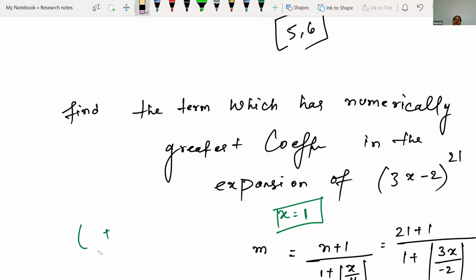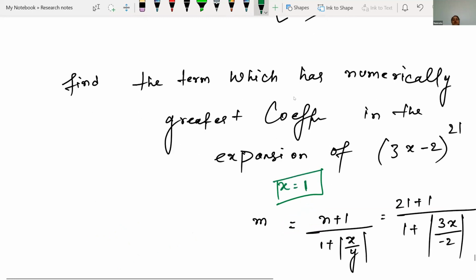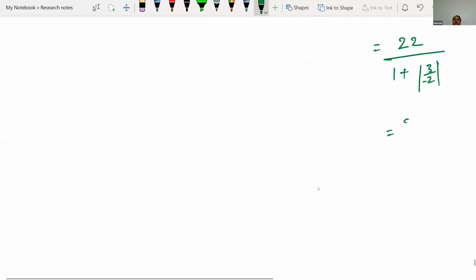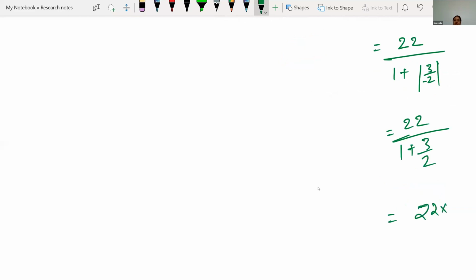Okay, and when the value of x is already given in the question, we have to substitute that for finding the value of m. So here x is not given, we will be taking 3 by 2 only as it is. Minus 2 is there, but since modulus is there, we will be taking the plus value, right? So we will be having 22 by 1 plus 3 by 2, which is 22 into 2 by 5, right?